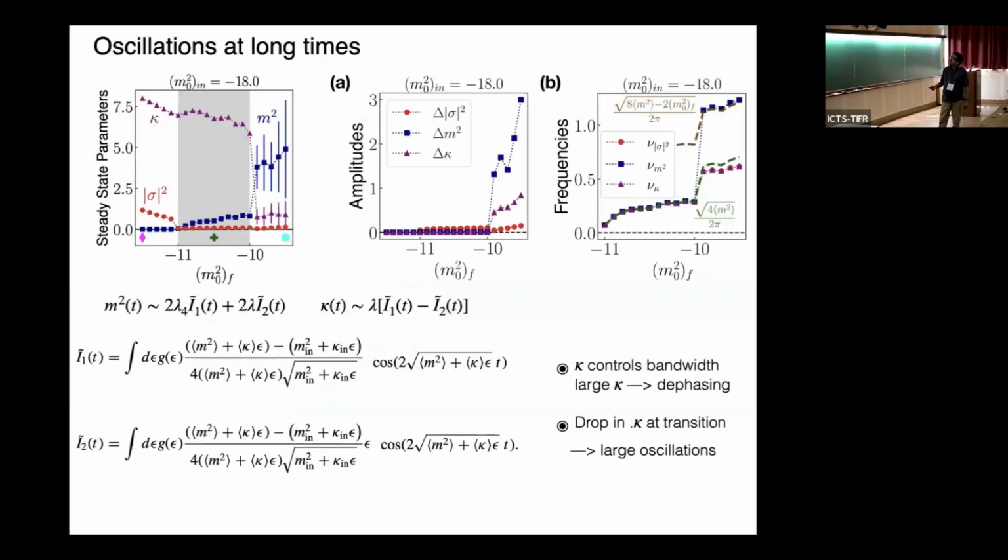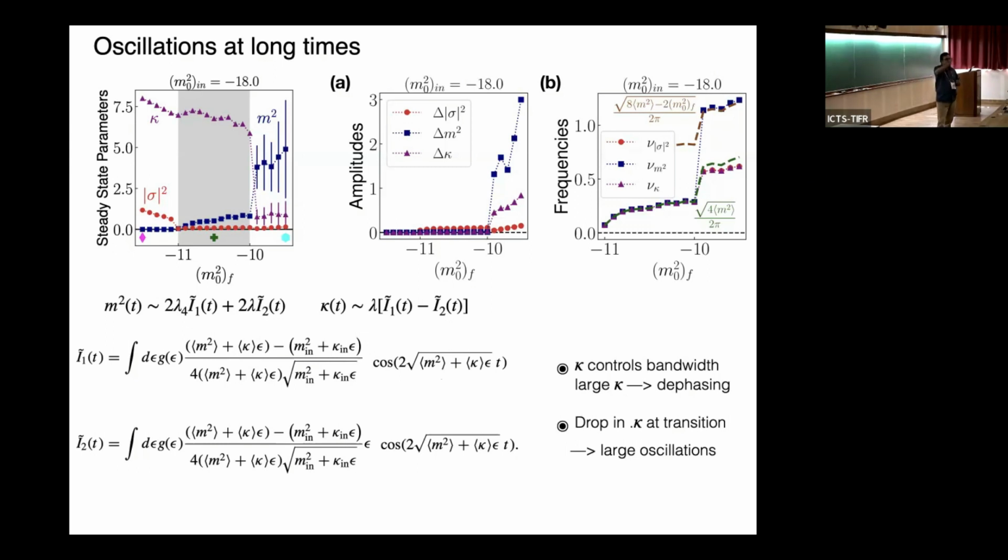Maybe I can skip the quench dynamics from normal phase. There are some oscillations at very long time scales you saw here. And for example, suddenly the oscillations become very, very large. We now understand this. What is happening is kappa controls the bandwidth.